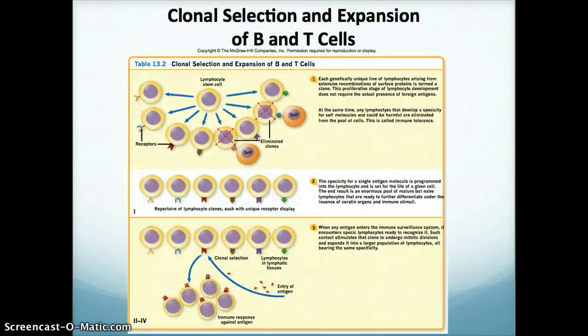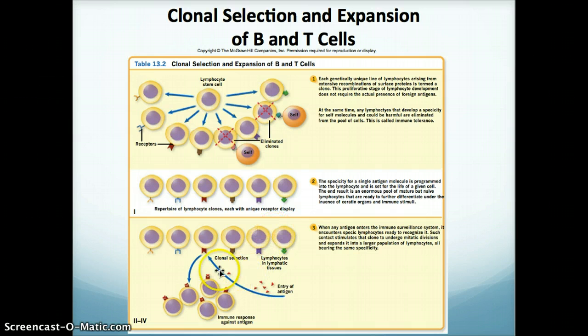So the last thing I want to put in this lecture is table 13.2, and this shows you a clear picture of what happens with that clonal selection and then the expansion of B and T cells. You get this stem cell, and we get this huge array of lymphocytes that have all different receptors for antigens, some that recognize self that we immediately eliminate. And so they're all just waiting for an antigen to come in that they recognize.